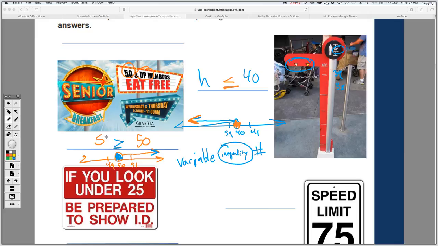Go ahead and get your student folder and take out this section 2.4.